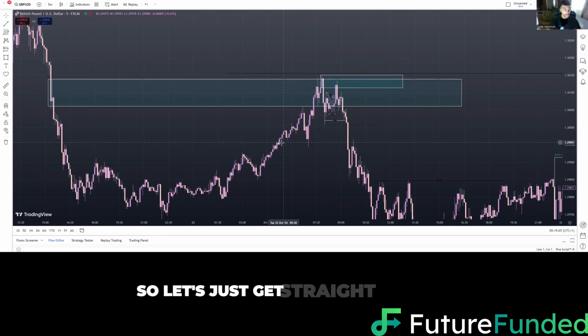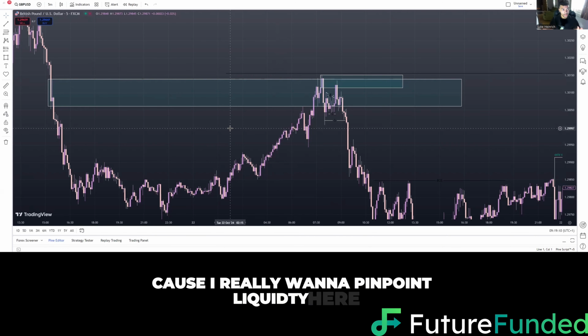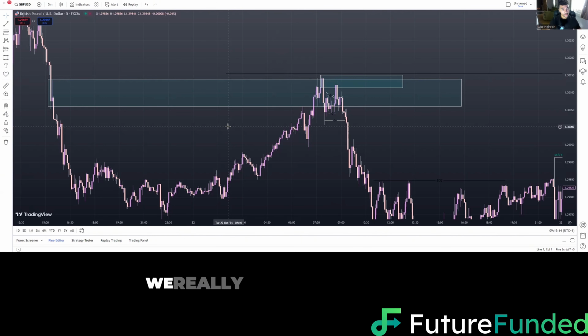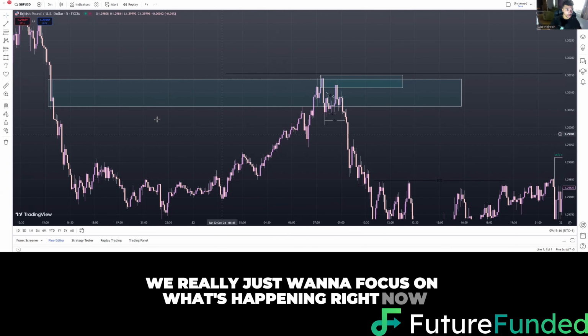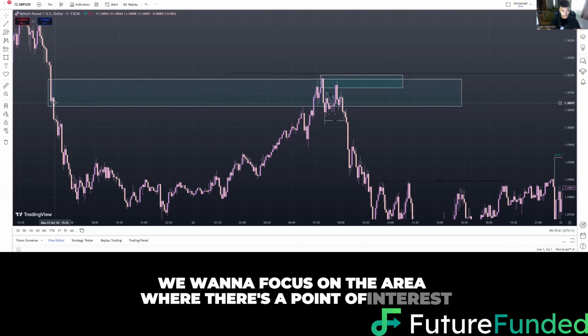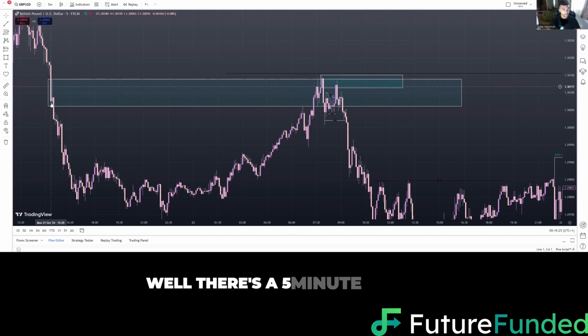Right, guys, let's just get straight into this. If we focus on the 5-minute time frame to begin with, because I really want to pinpoint liquidity here, we don't necessarily need to go on higher time frame structure at the moment. We really just want to focus on what's happening right now. First and foremost, we want to focus on the area where there's a point of interest. Where is there a level where price could potentially react from? Well, there's a 5-minute point of interest right here, which creates an area of imbalance.